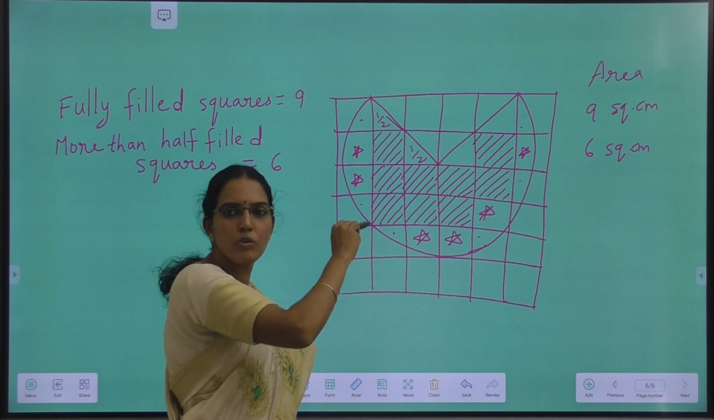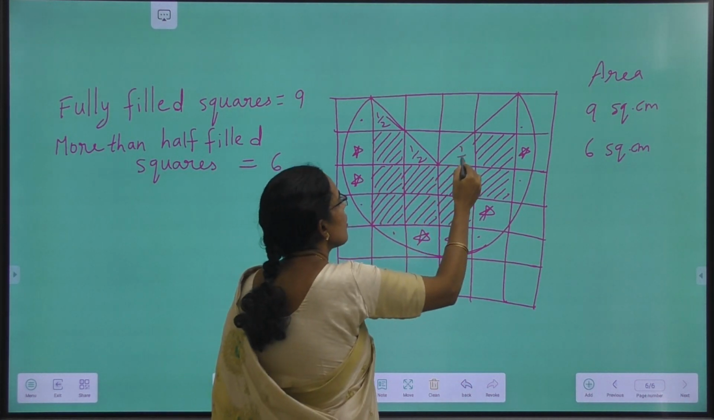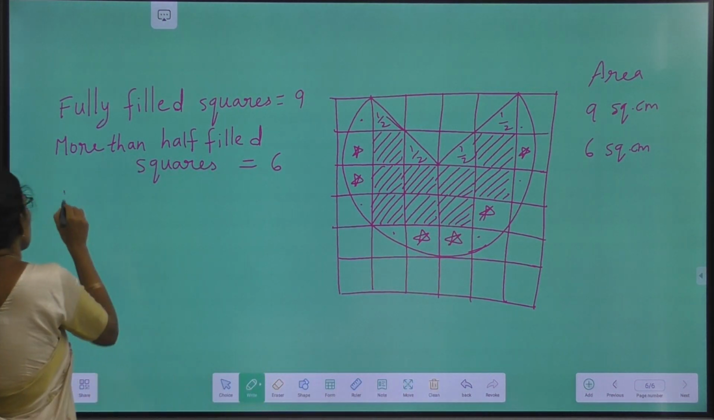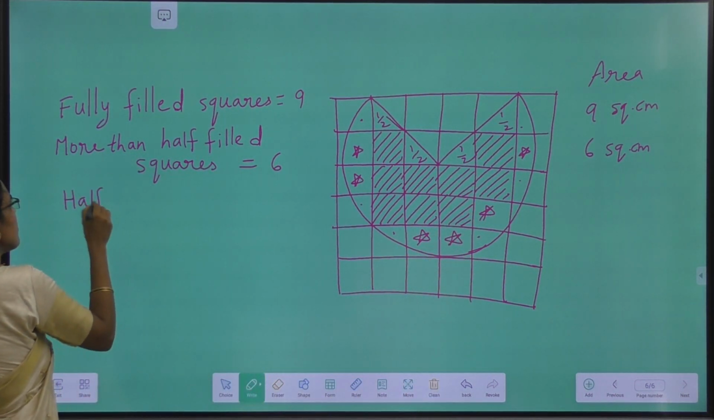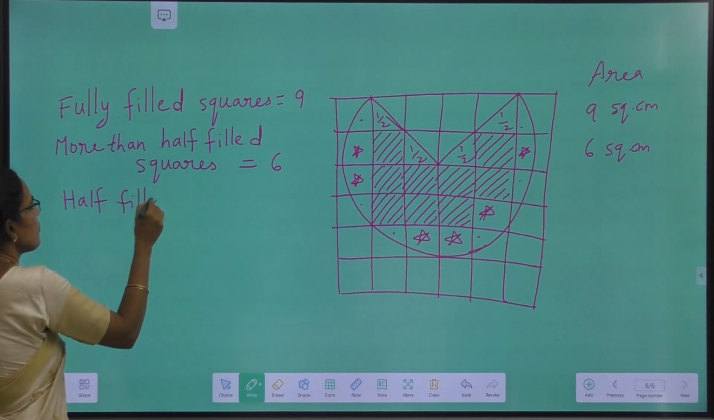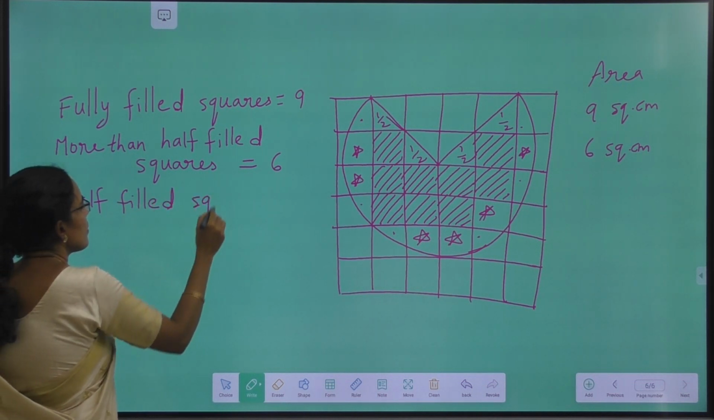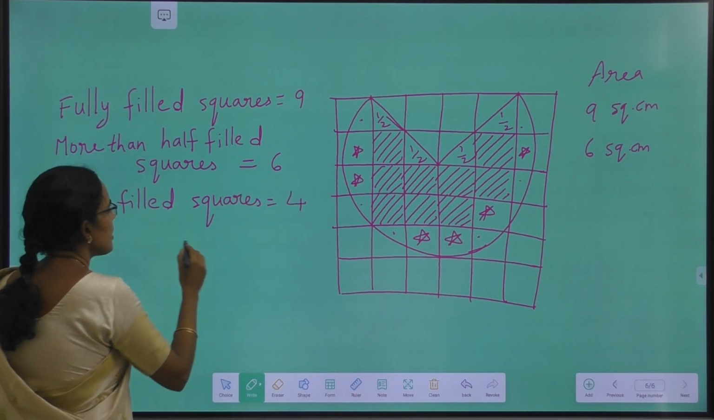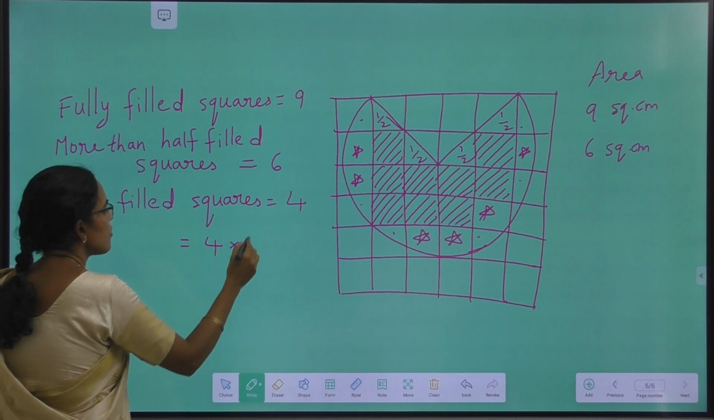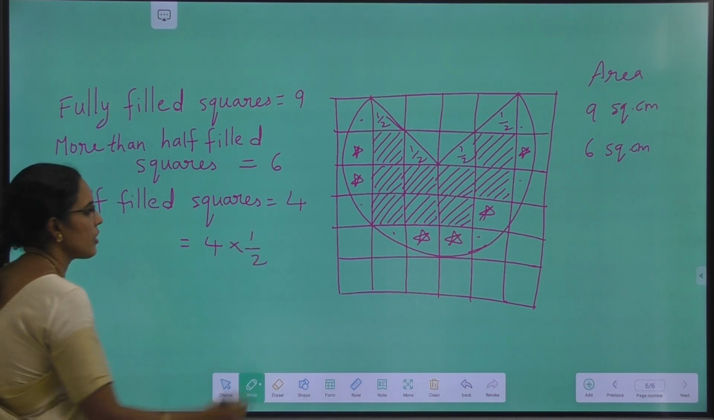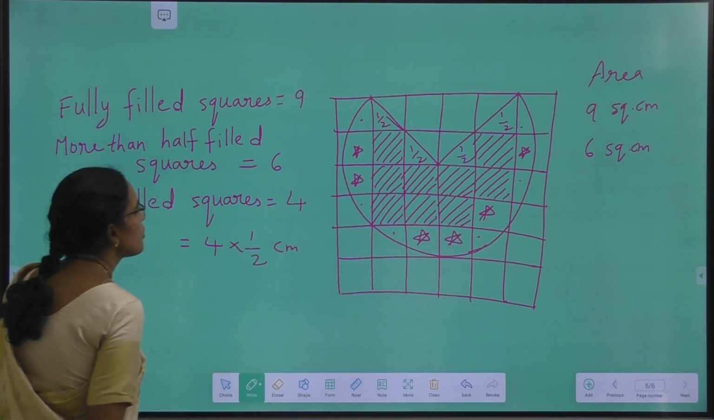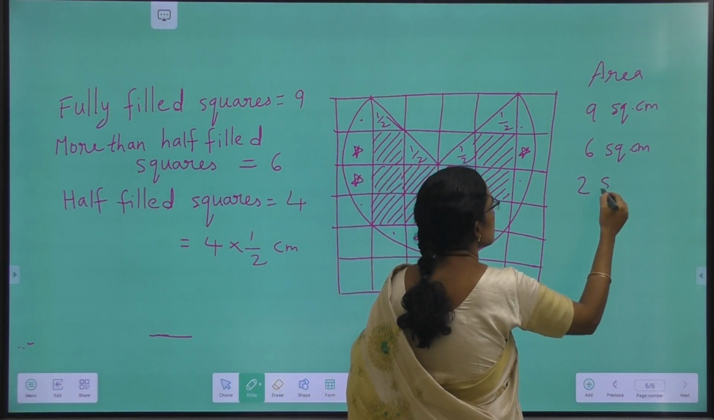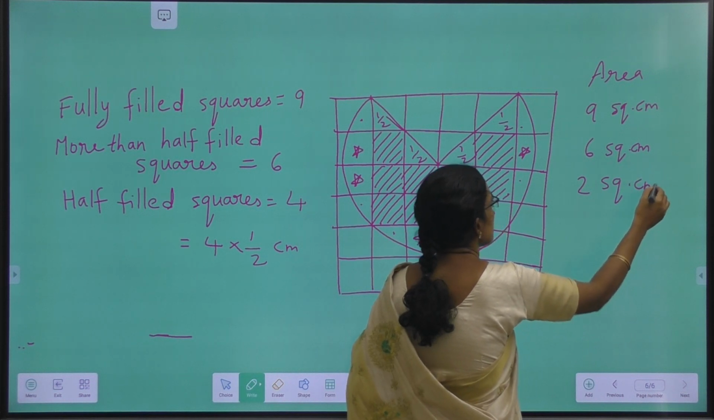How many half square units are there here? There are 4 half square units. Exactly half filled squares here, 4 are there. Then the area is 4 times half that we should take. 4 halves are nothing but 2. Okay, 2 square centimeters. The area of the half filled squares is 2 square centimeters.